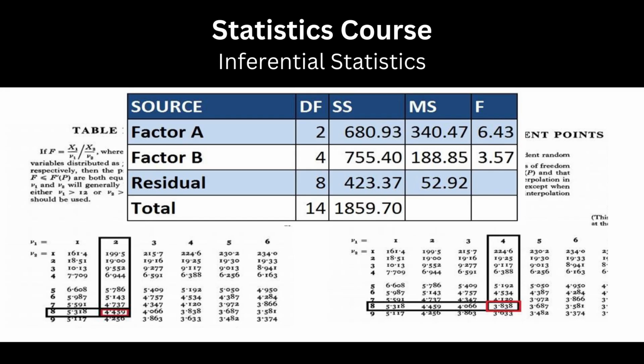For factor B, same as before, go to the F table, find the one with 5%, and look for 4 and 8 degrees of freedom. You'll find 3.838. Since our test statistic is in the null region, we fail to reject the null hypothesis and state that there is no evidence for a difference in the time of the day spent in each store.